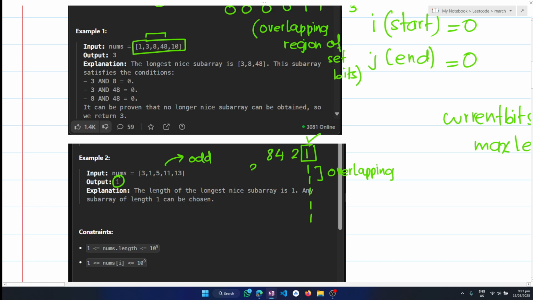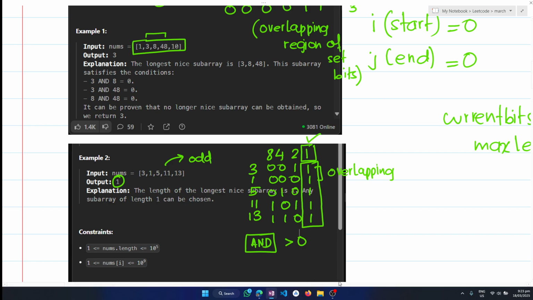For example, if I had 3, 1, 5, 11, 13, let me just go into a little bit of depth of what I'm trying to say. 0 0 0 0 1 1, 0 0 0 0 0 1, 0 0 0 1 0 1, 0 0 1 0 1 1, 0 0 1 1 0 1. Now take any two numbers and try to calculate their bitwise AND. What you are going to observe is that 100% that AND is going to be greater than 0. Why? Because all of these bits are set. You getting my point? All of these bits are set.